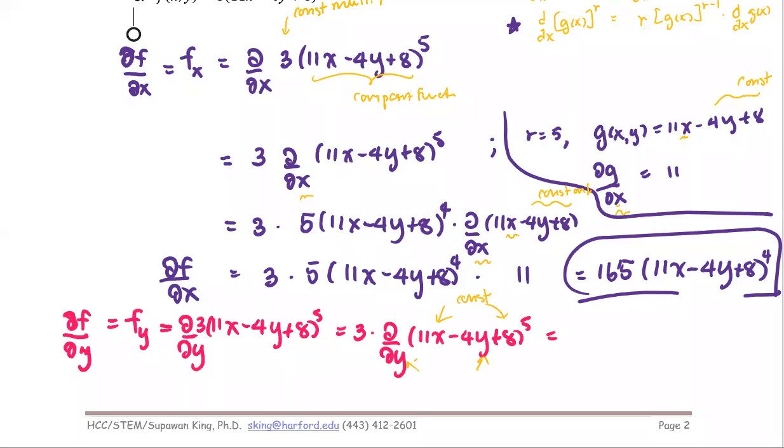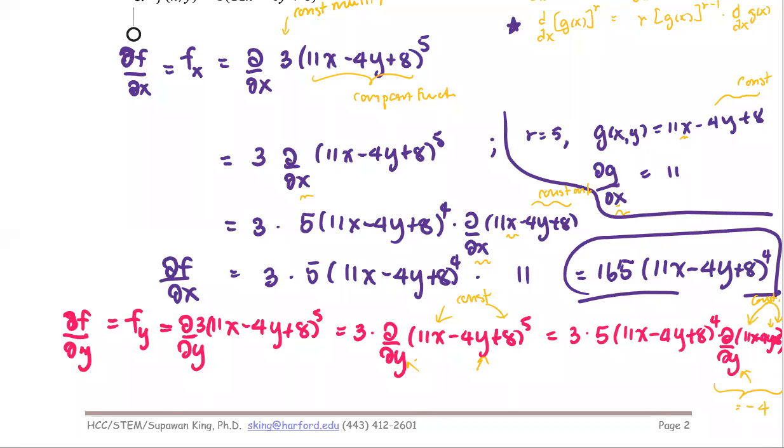Follow the general power rule with 3 times 5 times the quantity 11x minus 4y plus 8 to the fourth, and then multiply by the partial derivative with respect to y of the inner function. As we look at the y, the x and the 8 are treated as constants, so those two terms give the derivative 0. This part gives the derivative negative 4.